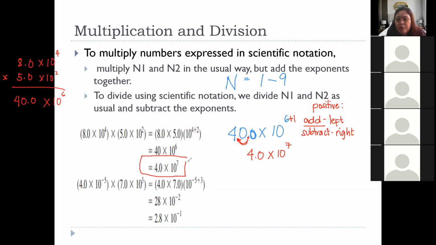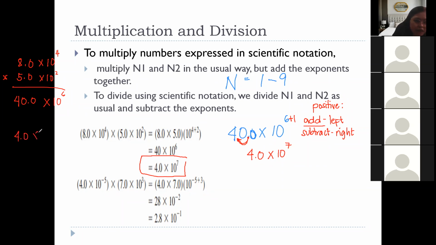We add if the movement is going to the left. We subtract if the movement is going to the right. This is applicable to a positive exponent. Okay? So let's have another one. This is example number 2 here. Let me rewrite it so it is easier to understand.